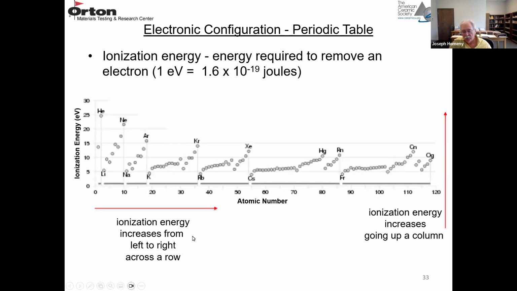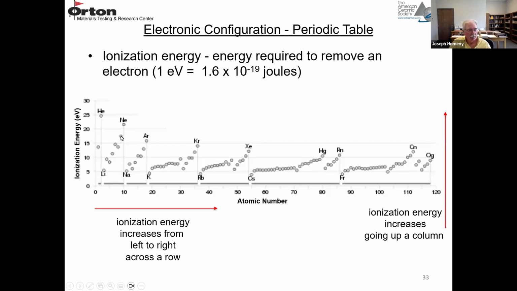And a couple other points here. Ionization energy, that's the energy required to remove an electron. And ionization energy is in electron volts versus atomic number. 1 electron volt just equals 1.6 times 10 to the minus 19 joules.